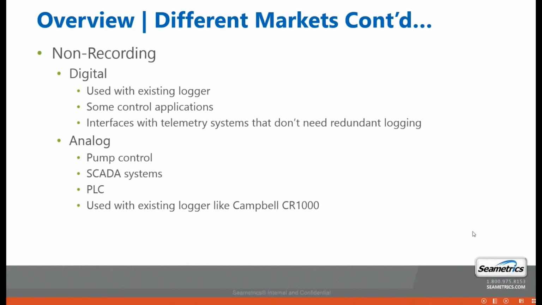Some of the other non-recording devices are analog sensors. Those can be 4 to 20 milliamps out, as well as voltage out. Those are primarily used in pump systems or SCADA systems, or as a part of a PLC, or with Campbell type loggers.